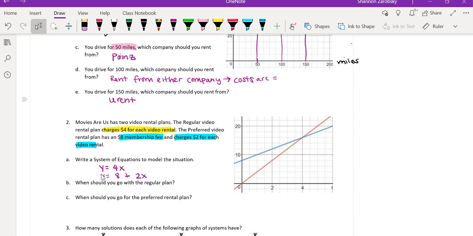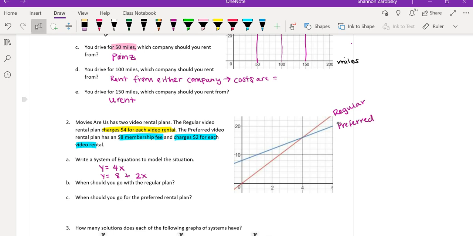If you go over here to your graph, which one is which? Well, one of them does not have a starting value or y-intercept. It's a y-intercept of 0, so that's the red one. That is the regular video plan. The blue line, because I'm starting at a cost of $8, is my preferred video plan.